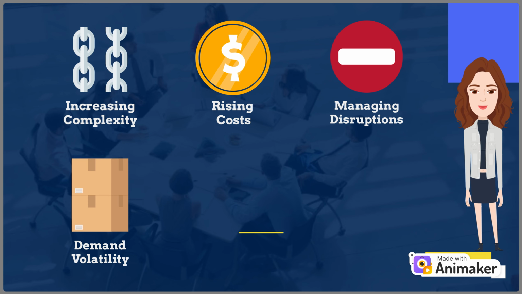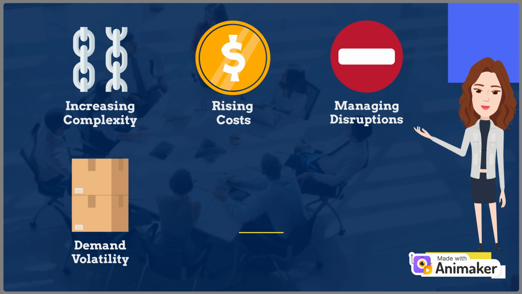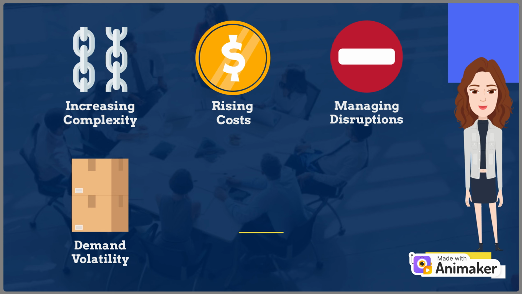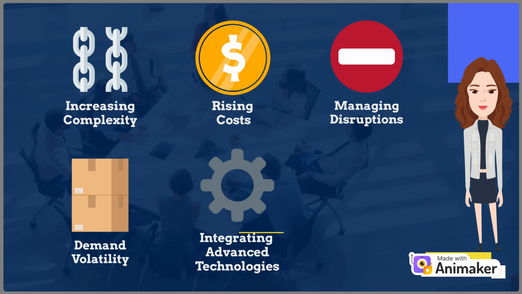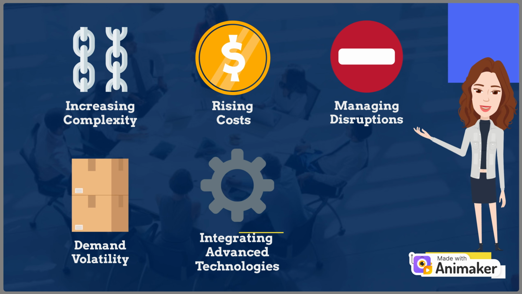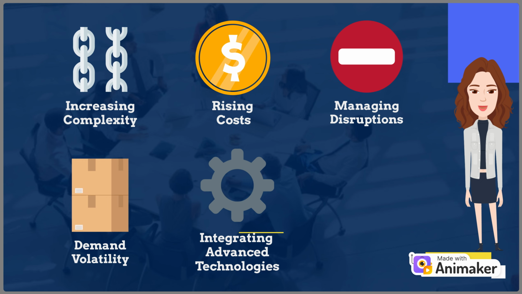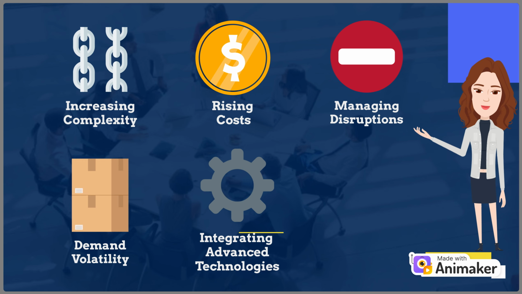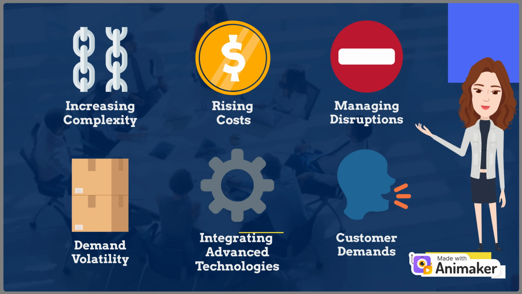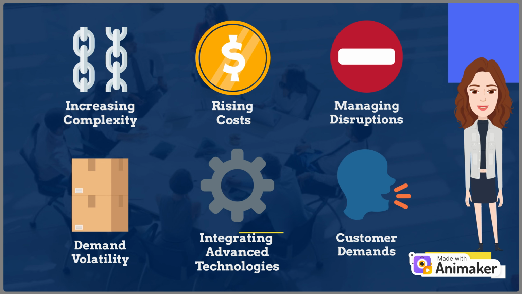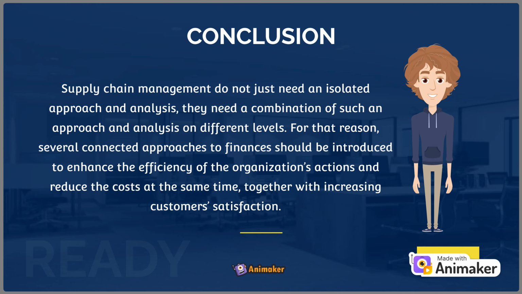Adding to the complexity is the challenge of demand volatility. Companies must balance inventory levels to avoid both excesses and shortages, each of which can lead to higher costs and lost profits. Then, there's the necessity of integrating advanced technologies. AI, blockchain, and analytics can enhance supply chain visibility and efficiency but come with high implementation costs and complexity. Finally, changing customer demands. Today's consumers expect personalized products, rapid delivery, and real-time order tracking, further straining supply chains.